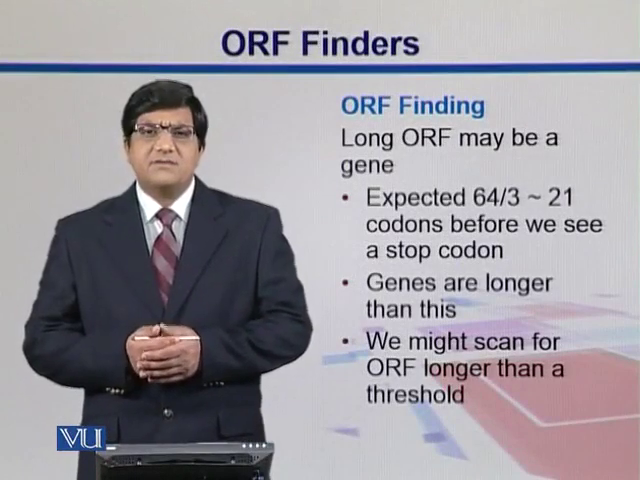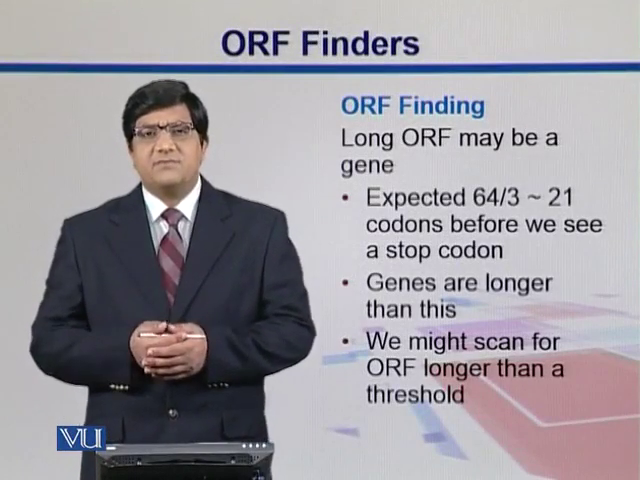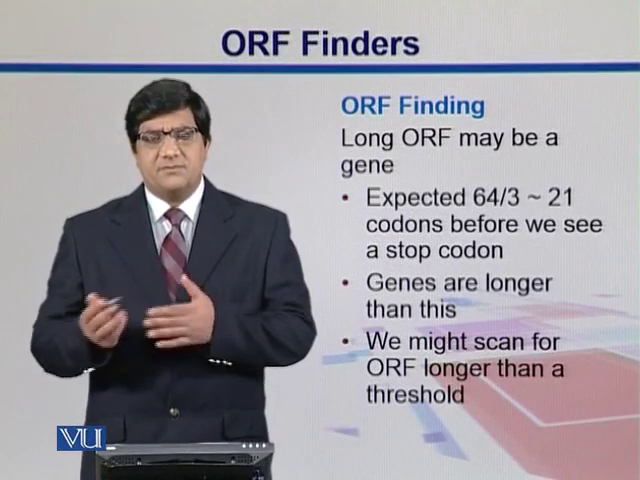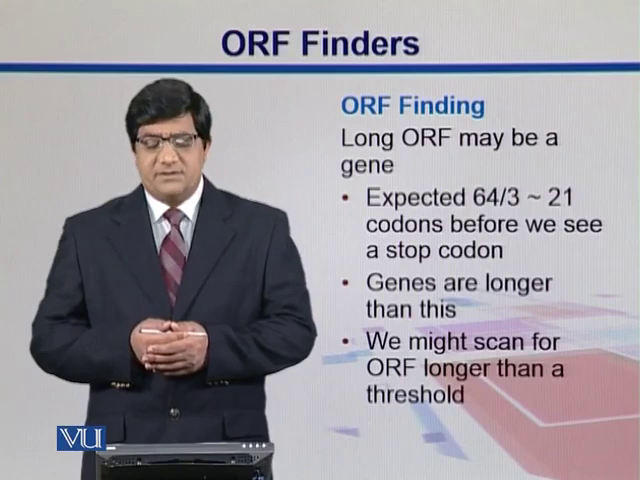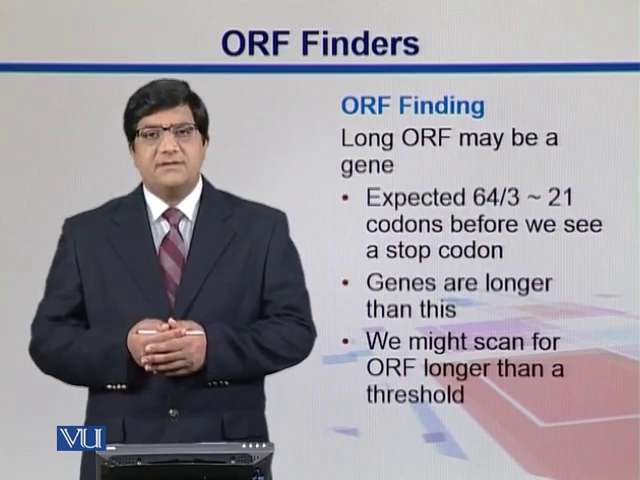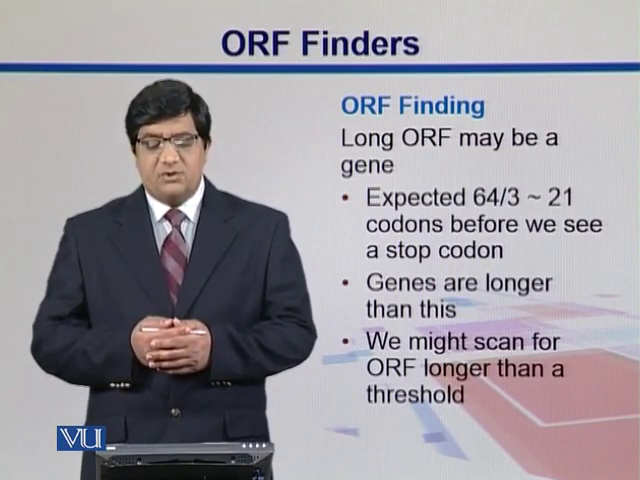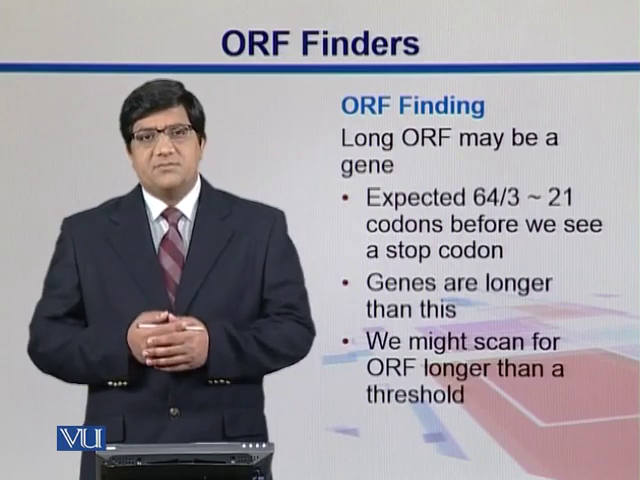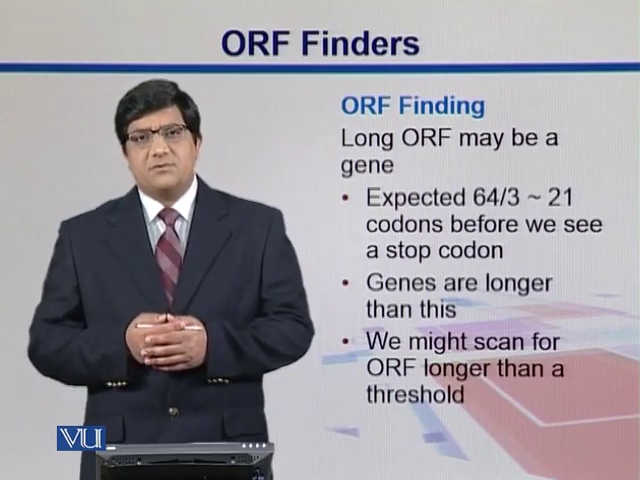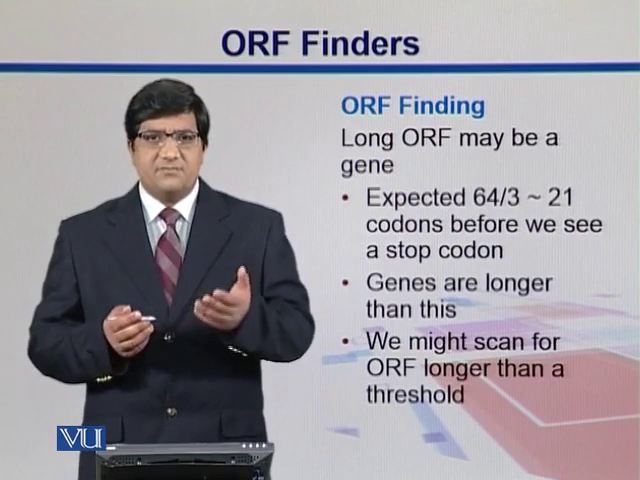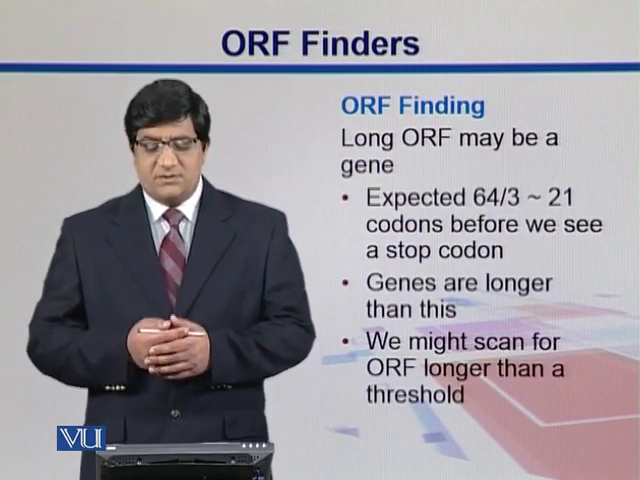So next comes the question: how long should the ORF be? If we look into theory, there are 64 possible codons, and the length of each codon is three nucleotides, so these are actually triplets. In this way, we can expect 21 codons before we see a stop codon. So in that case, our ORF length may be this long.